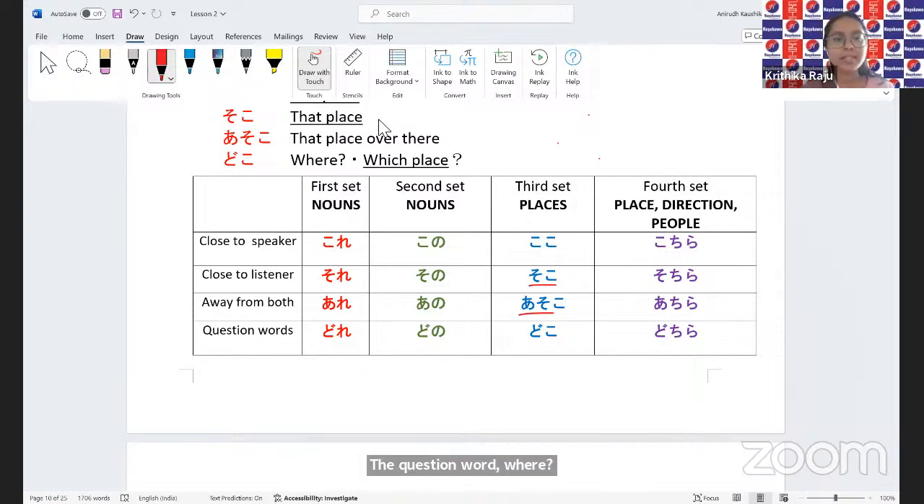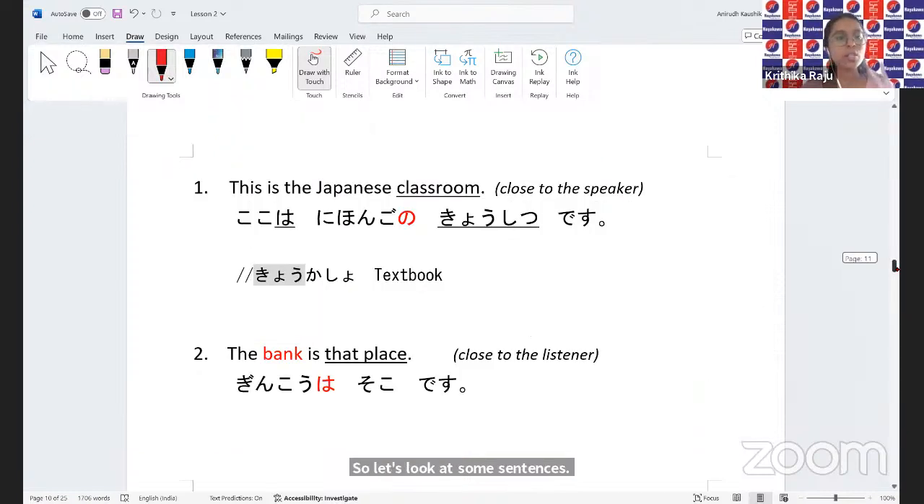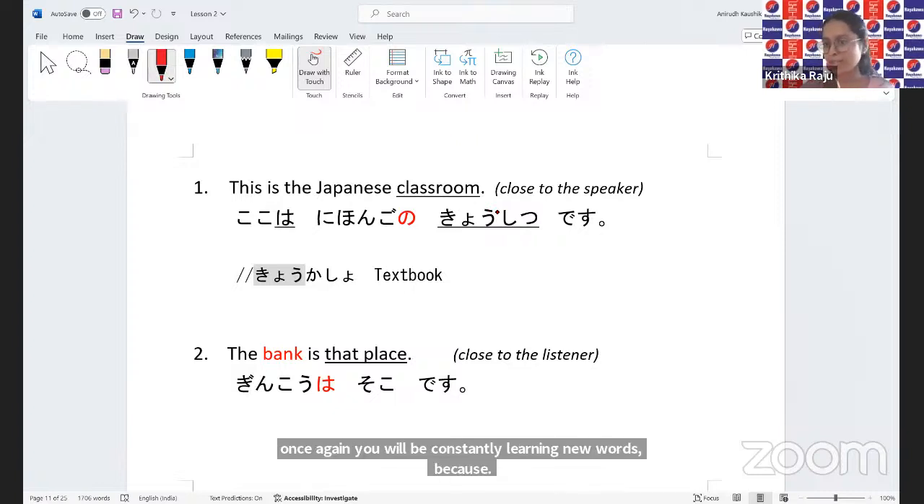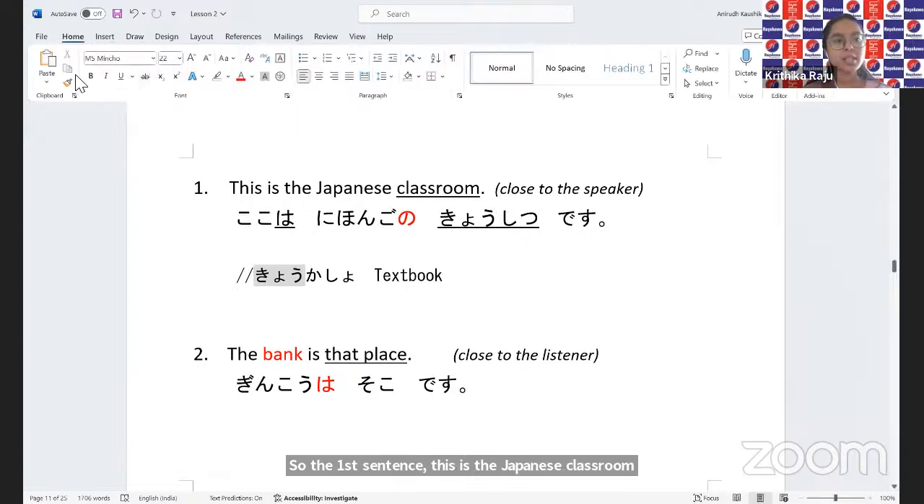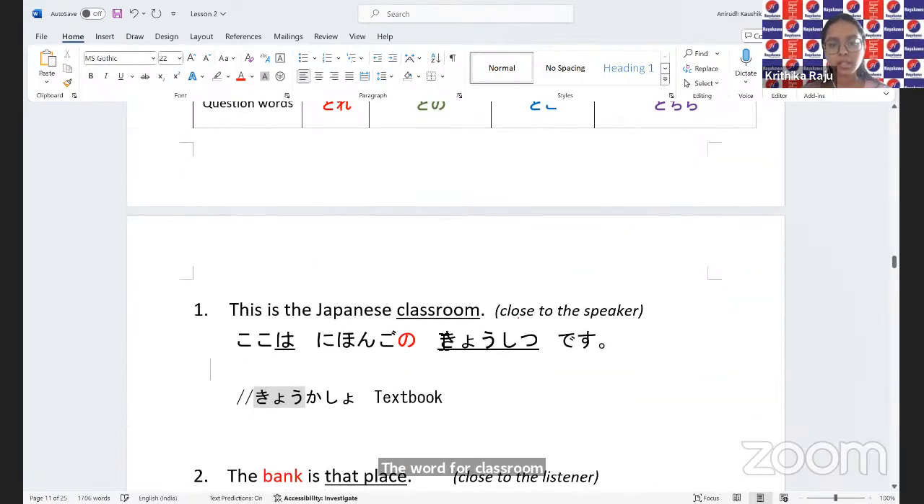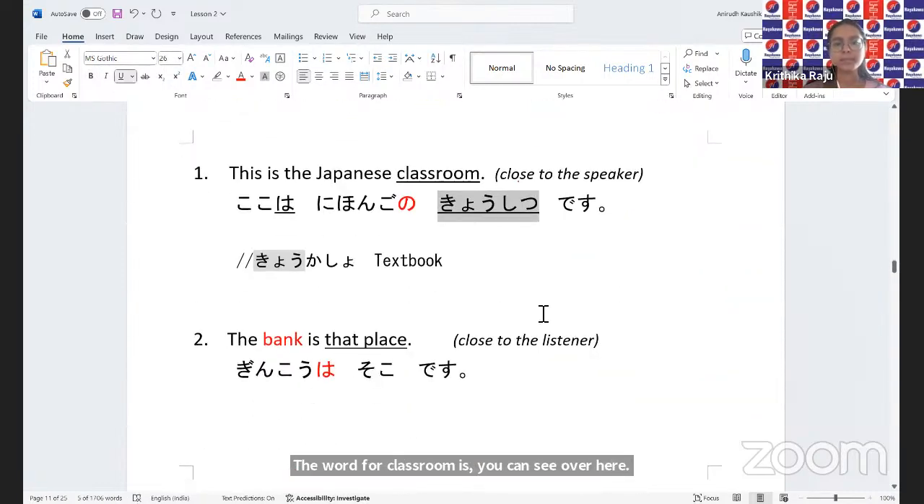So let's look at some sentences. Once again, you will be constantly learning new words because to frame sentences, you need to know vocabulary. Okay. So the first sentence, this is the Japanese classroom. The word for classroom is, you can see over here. What is this?